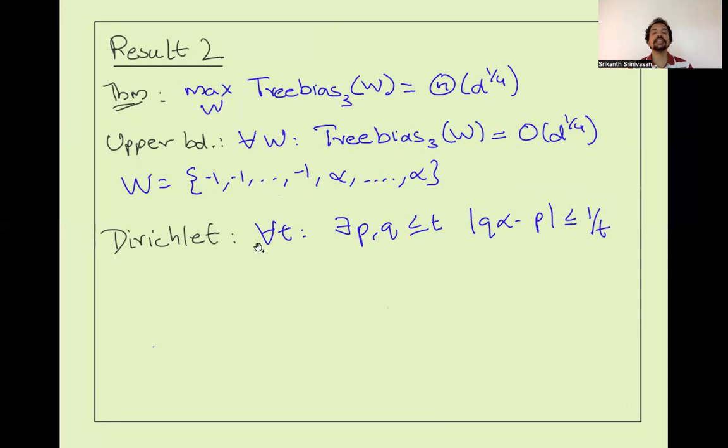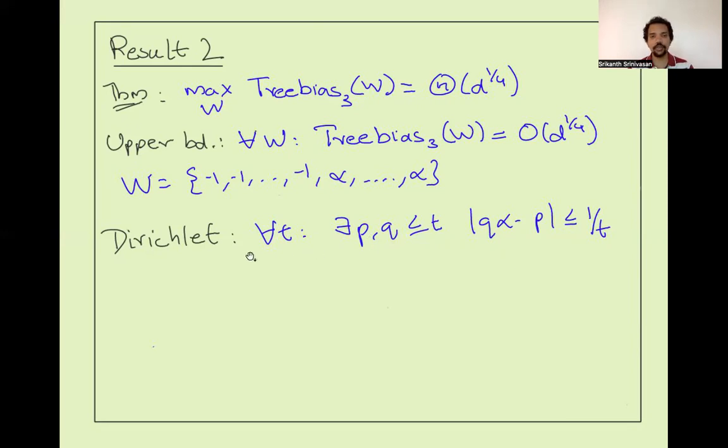So what it says is that given any real number alpha and given any parameter t, there exist integers p and q less than or equal to t, such that the difference between q alpha and p is bounded by 1/t. So again, you can give very, very good rational approximations to alpha as your numerator and denominator grow and are allowed to be bounded by some large number. Okay, so this is Dirichlet's theorem.